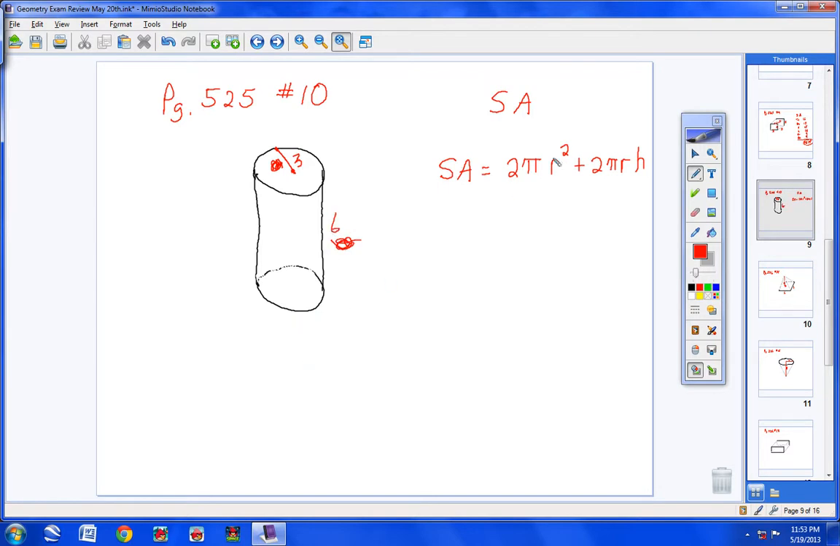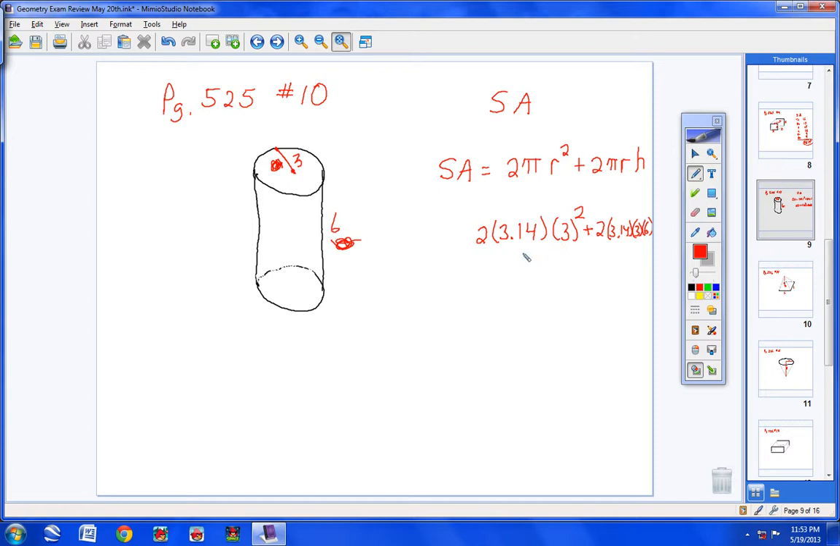But anyways, here we go. Surface area equals 2 pi r squared plus 2 pi r h. So we have 2 times 3.14 times the radius, which is 3, squared, plus 2 times 3.14 times the radius, which is 3, times the height, which is 6.